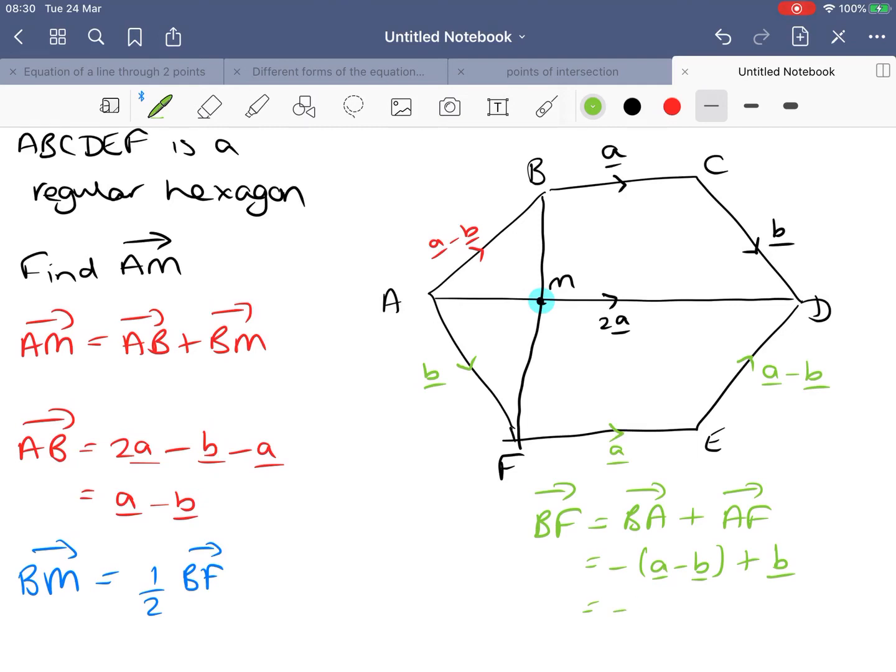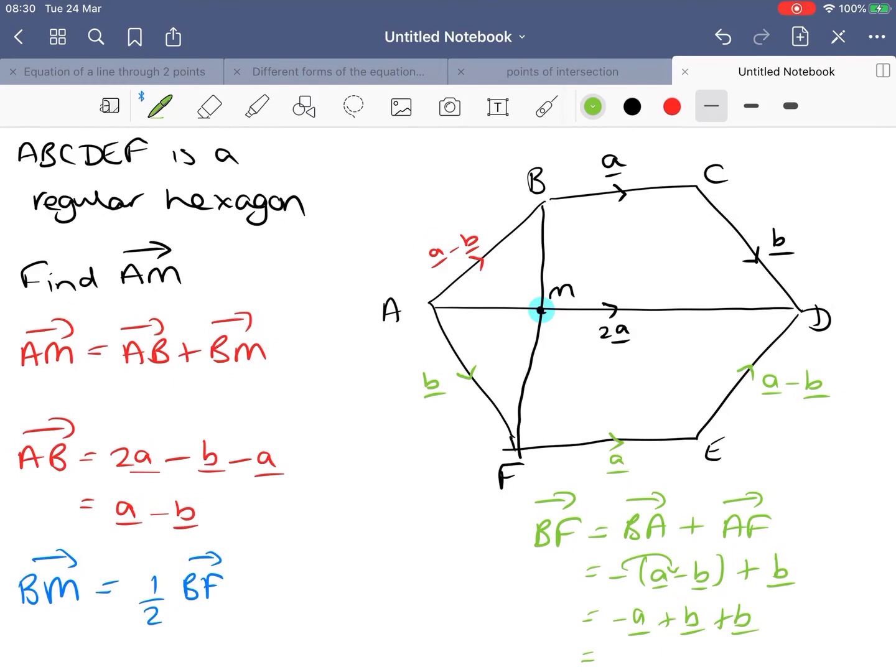Sort out this bracket. It's going to be minus A. Now don't forget, this minus times a minus makes a plus, and plus the other B. And so we're going to end up with 2B minus A. So I've worked out what BF is.